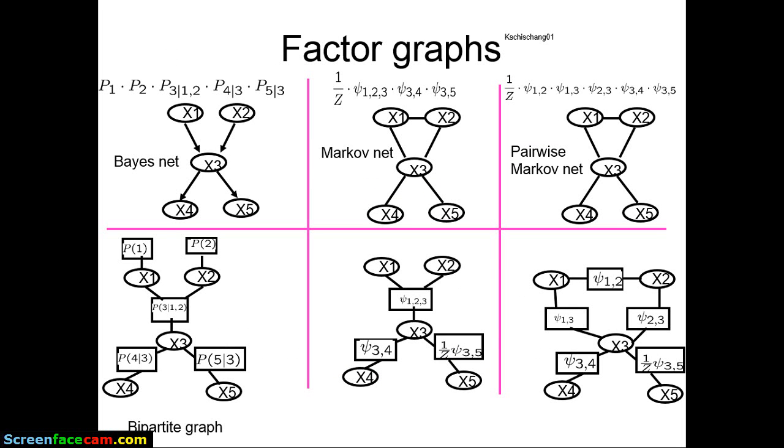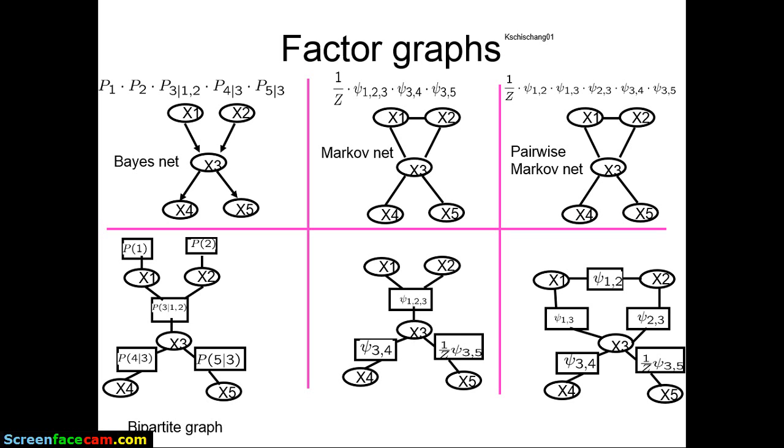The factor graphs are of three types: Bayesian network, Markov network, and pairwise Markov network. In Bayesian networks, as we stated earlier, this Bayesian network can be stated as probability of 1 into probability of 2 into probability of 3 given 1 comma 2 into probability of 4 given 3 into probability of 5 given 3. In Markov network, we have 1 upon Z, again the normalization constant, into psi of 1 2 3 into psi of 3 4 into psi of 3 5.